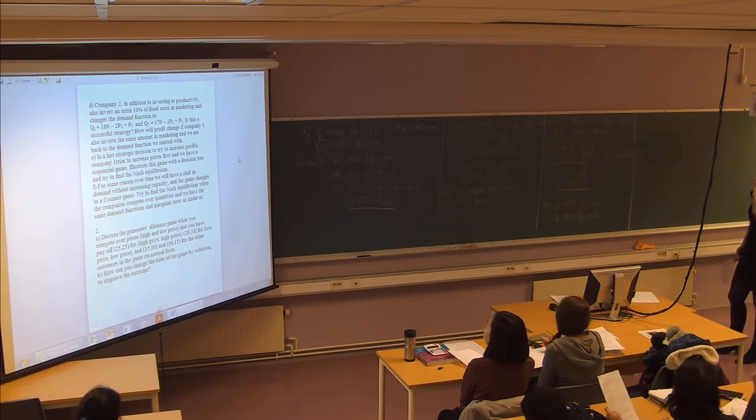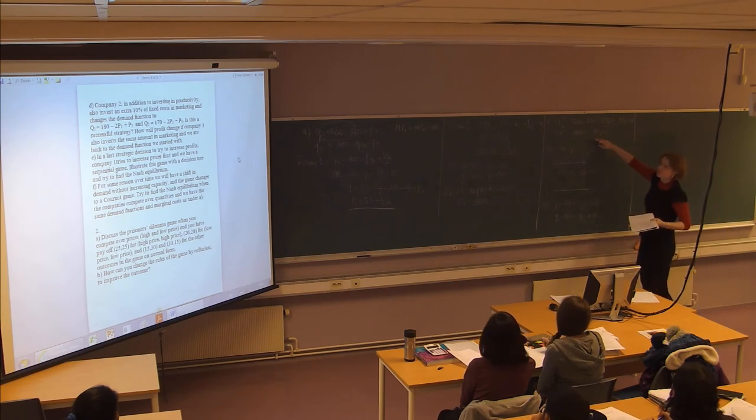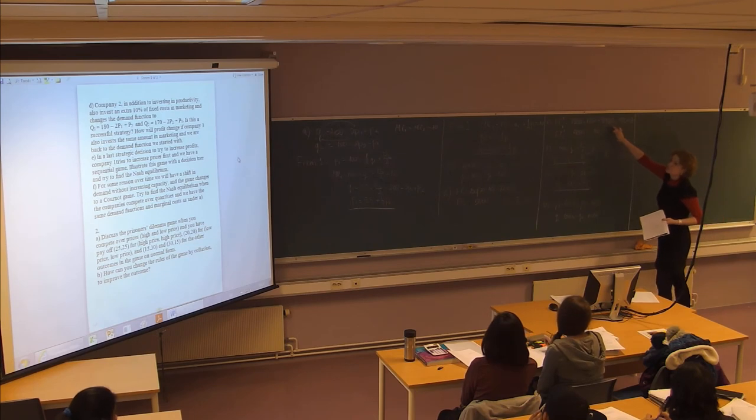So actually, part D includes two problems, right? The first one is to look at what happens if we change only this part and change the demand functions. Another one will be to get back to the initial demand functions and calculate something for the new cost structure, right?